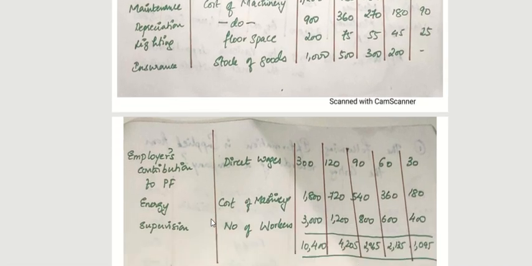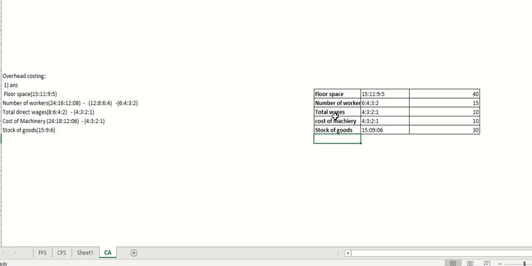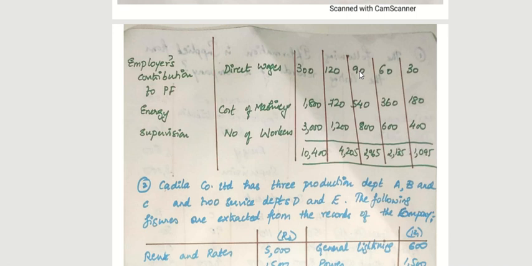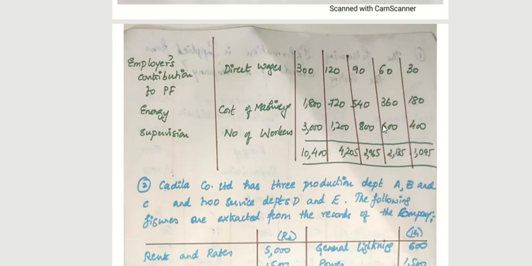So your employees' contribution to Provident Fund based on direct wages. So your 300 will be apportioned based on direct wages. Your direct wages ratio is 4:3:2:1. So 120, 90, 60 and 30. Energy will be apportioned based on cost of machinery ratio. Your cost of machinery ratio is 4:3:2:1. So 720, 540, 360 and 180.